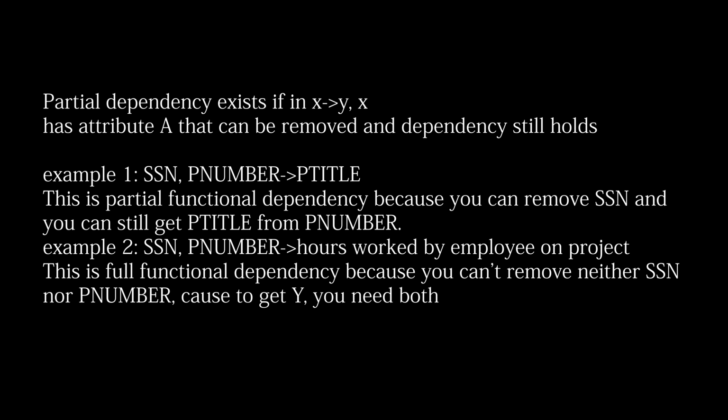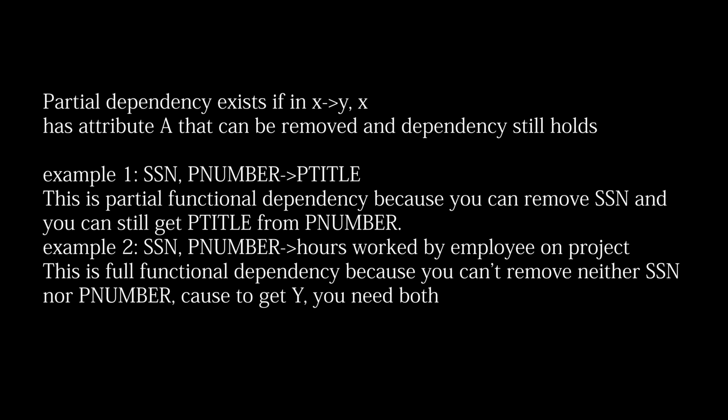It's considered full functional dependent if you remove any attribute type from X, where it is X to Y, and it results in the dependency not being upheld anymore. We have social security number and project number that leads to project title. This is a partial functional dependency because you can remove social security number and you can still get the P title from P number.